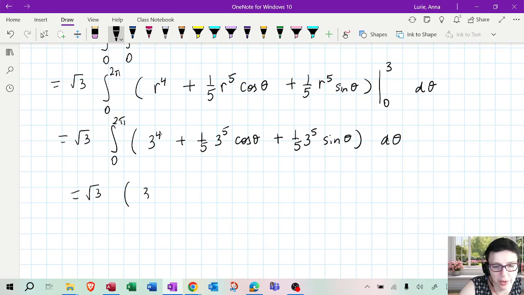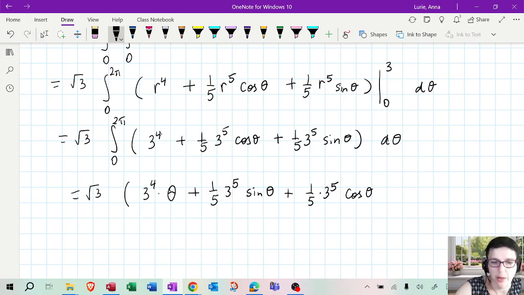So 3 to the fourth is just a number, so it gets multiplied by theta. Here, 1/5, 3 to the 5 is just a number. Integral of cosine is sine. And integral of sine is negative cosine. So this is going to be cosine, but the plus right here will turn into minus. So never put the minus in between over here. That will look like it's a subtraction, which it's not. It's multiplication. So always just switch the sign over here. If it was plus, just switch it to minus. If it was minus, switch it to plus.